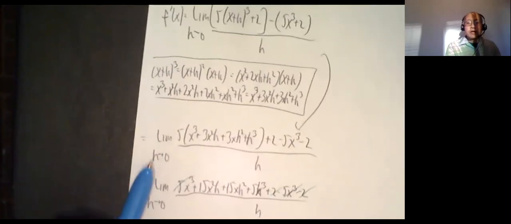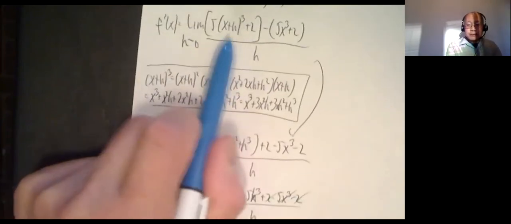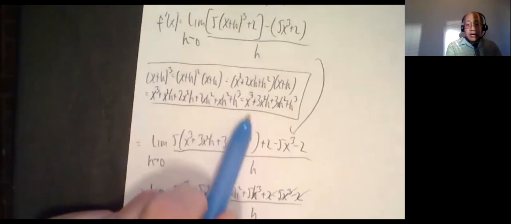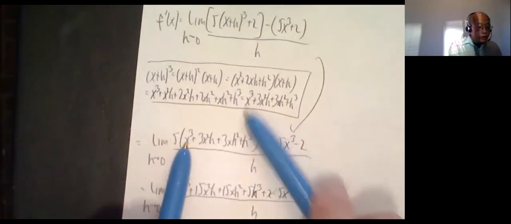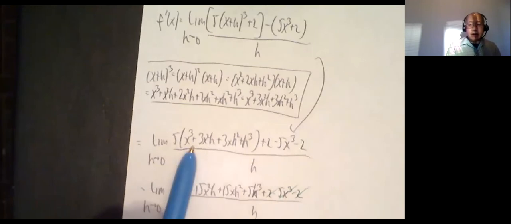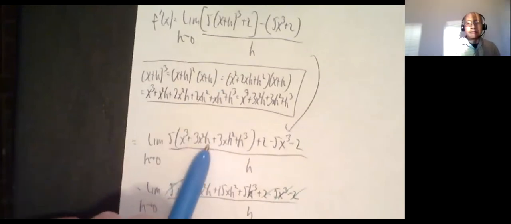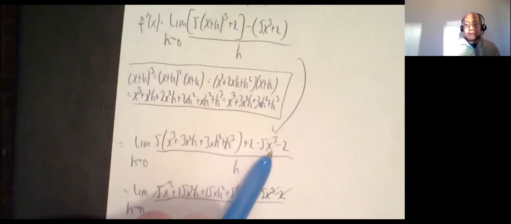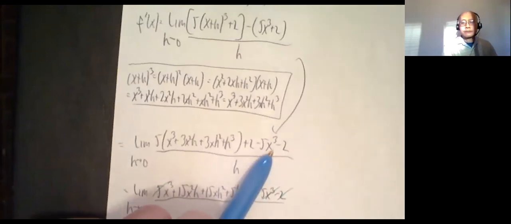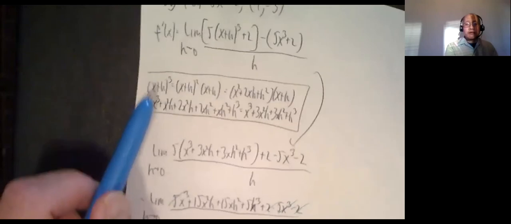So here we go. Limit h approaches 0 of 5 times this thing, right? And I'm going to write all of this. So all of that goes right here, right? That's x plus h cubed. And there's the plus 2 minus 5x cubed minus 2. And then I distribute the 5. Limit h approaches 0. Keep writing lim until you're ready to plug in.